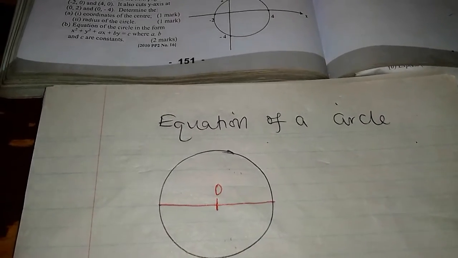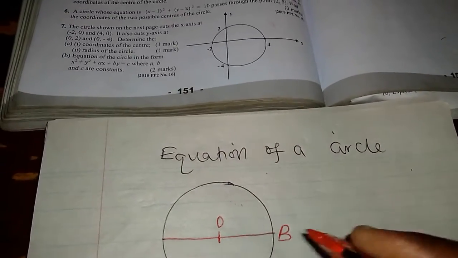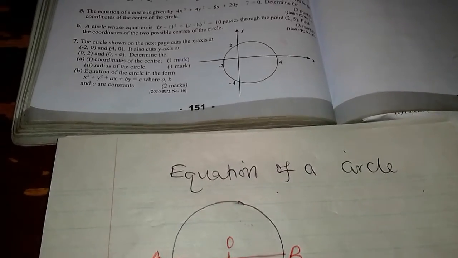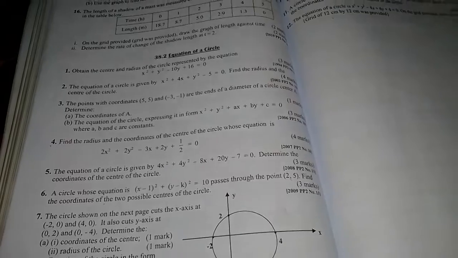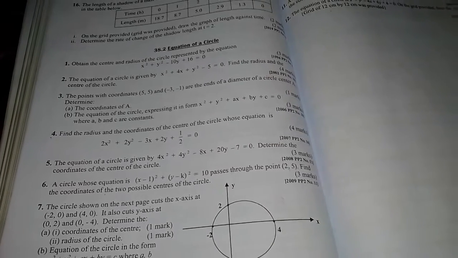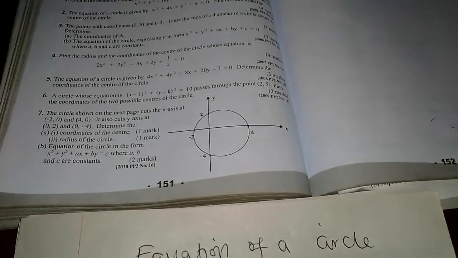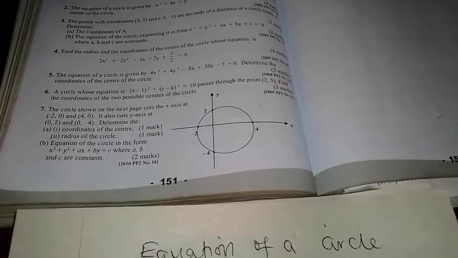Good. And you have been given the ends. Let me say end B, and let me say this is end A, just for the purpose of your understanding. And the coordinates given are 5, 5, and here we have been given -3 and -1.